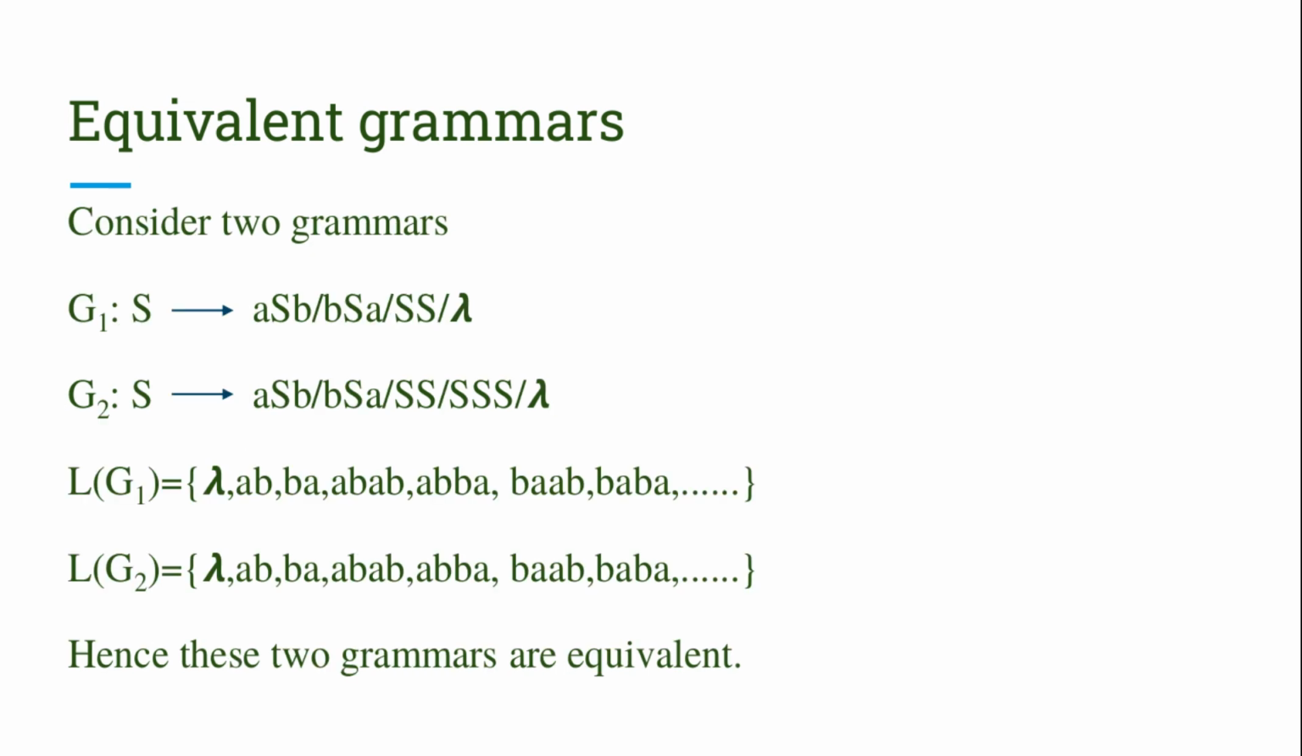Let us check one question from this section. Consider the grammar G1 which has productions S to ASB or BSA or SS or lambda. And consider another grammar G2 which has productions S to ASB or BSA or SS or SSS or lambda. When we generate the strings using these productions, we will get the same language. Hence, these two grammars are equivalent in nature.